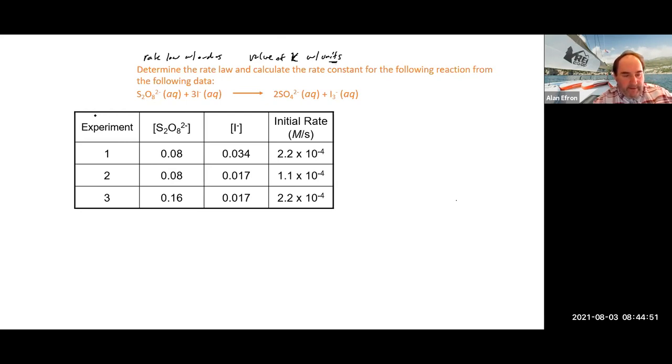Find two where they stay the same, and then reverse it: find two where the other one stays the same, and the other guy basically varies.